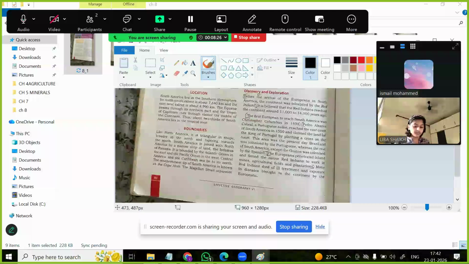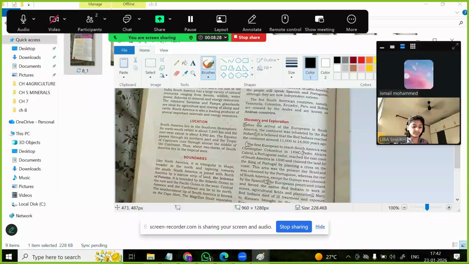And what is the location, means where it comes? In the southern hemisphere. If we see in the next map, it comes in the southern hemisphere of the globe. The north-south extent is about 7640 kilometers, and from east to west, it is 4900 kilometers. The equator passes through its northern part, and Tropic of Capricorn cuts through the middle of the continent.